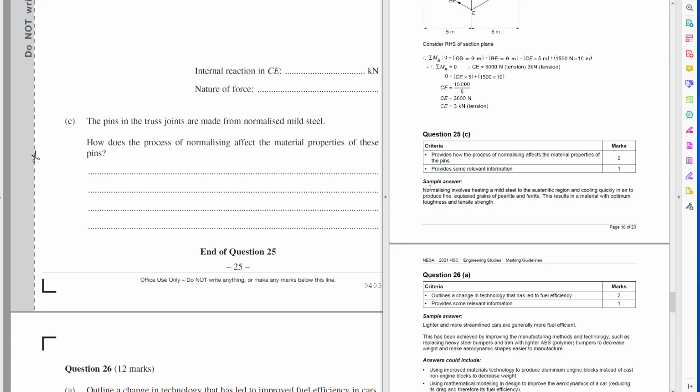But normalizing involves, one day when I'm in charge of marking, I'm going to bring back stronger, but it's not going to happen anytime soon.